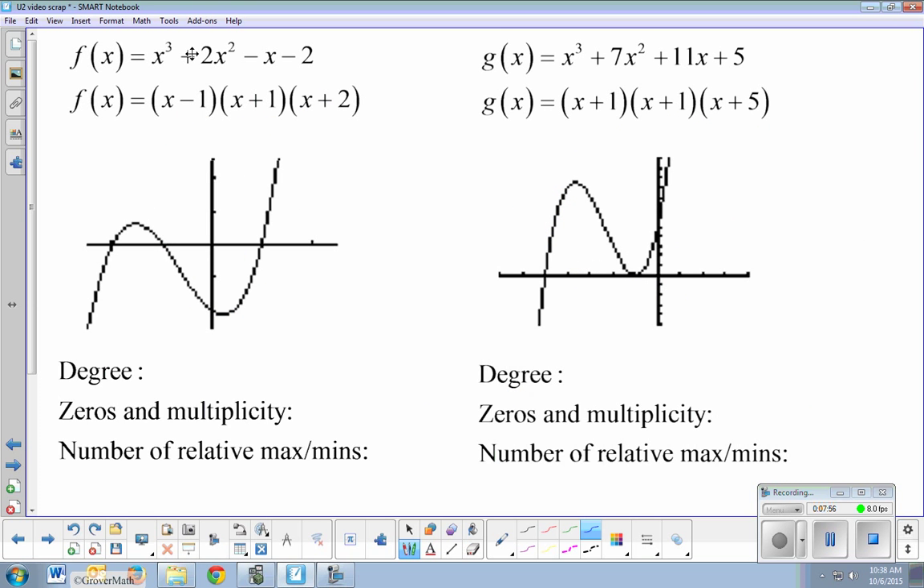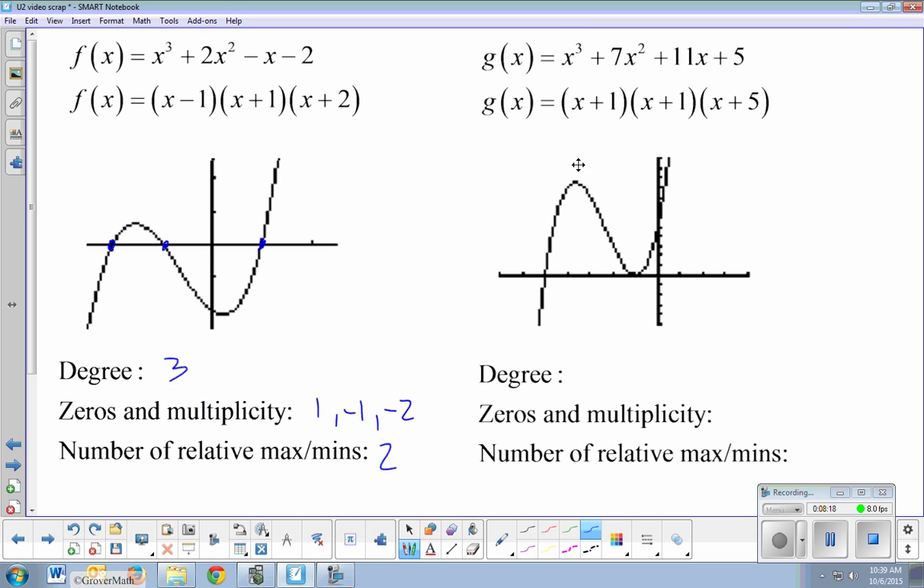All right, this is a degree 3 function. It's got x minus 1, x plus 1, x plus 2, so it's degree 3. Its zeros are 1, -1, and -2, all with multiplicity 1. See, it's 1, 2, 3. They all only show up once. Relative max and mins, there's 2 there.